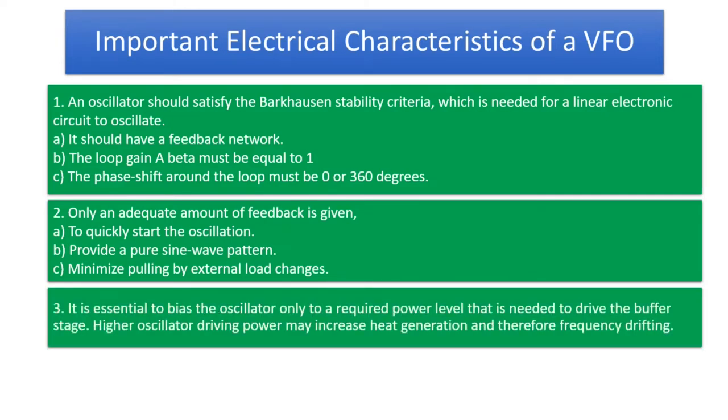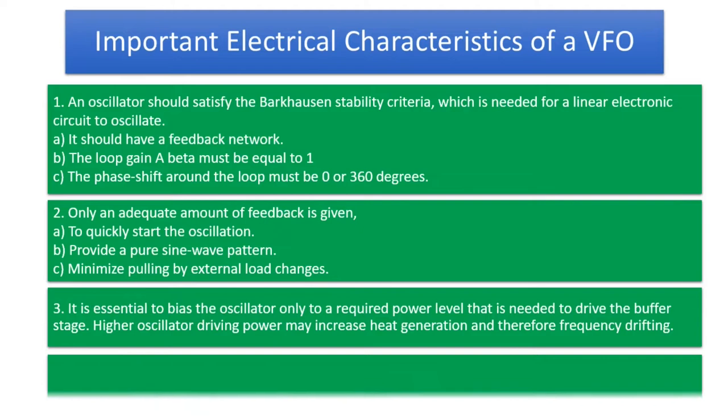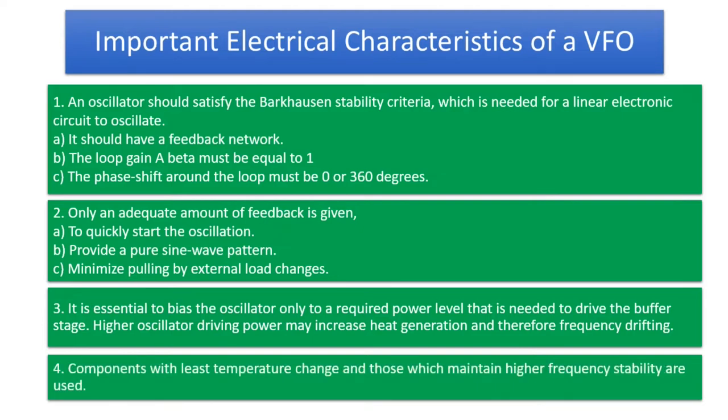It is essential to bias the oscillator only to a required power level that is needed to drive the buffer stage, which is about 10 milliwatt of power. Higher oscillator driving power may increase the chance of heat generation and therefore frequency drifting. The selection of components in an oscillator is critical, so those components that have the least temperature change and maintain higher frequency stability are used.